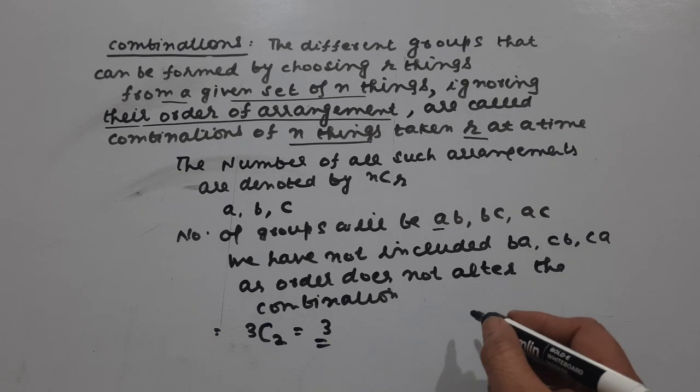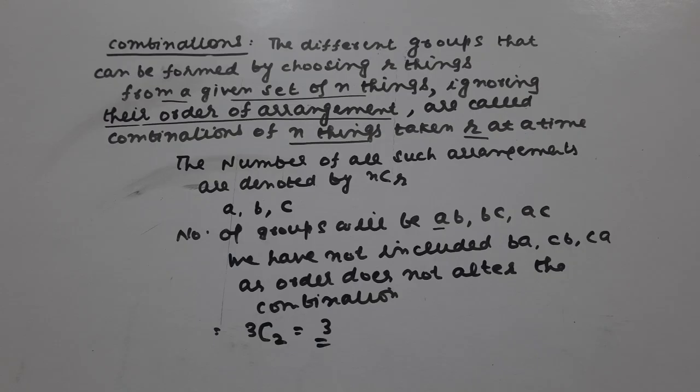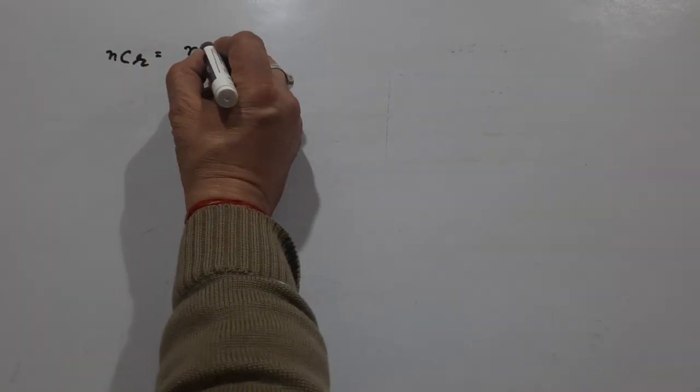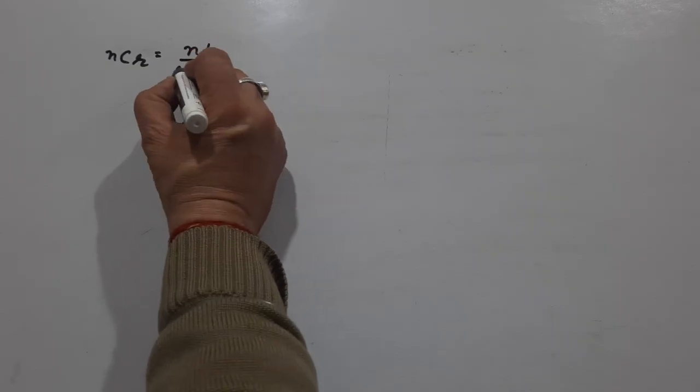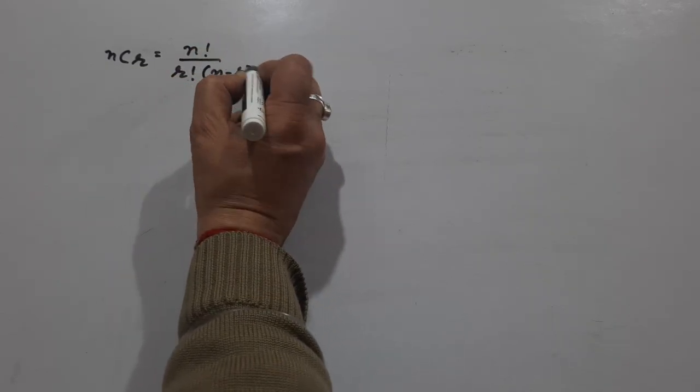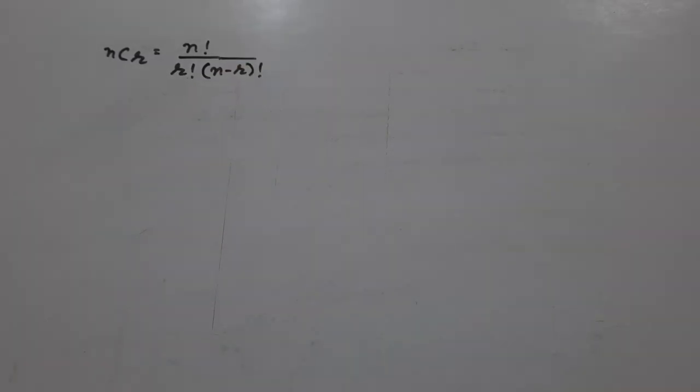Now students, the formula for nCr, how to solve nCr: nCr equals n factorial upon r factorial into n minus r factorial.